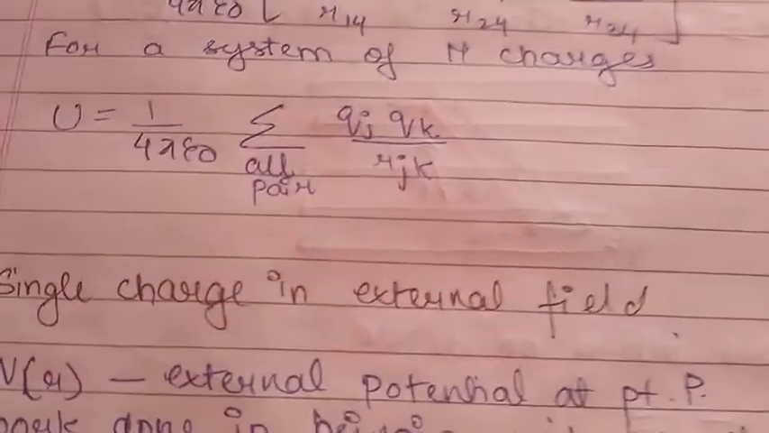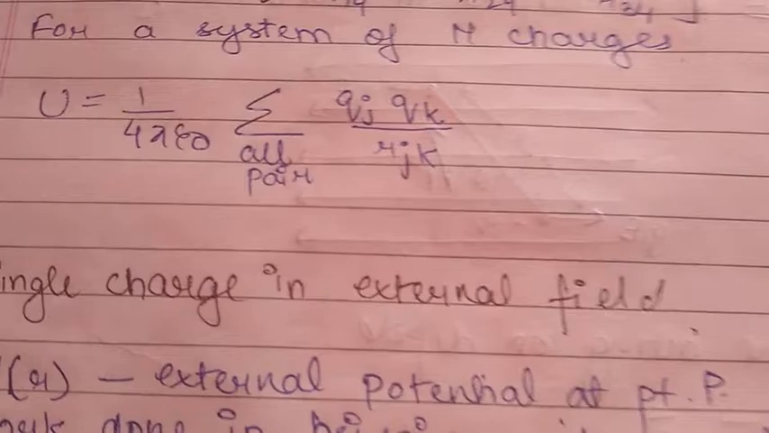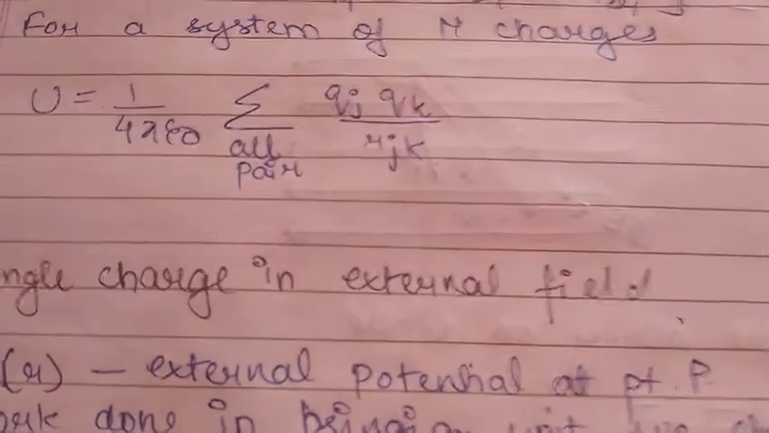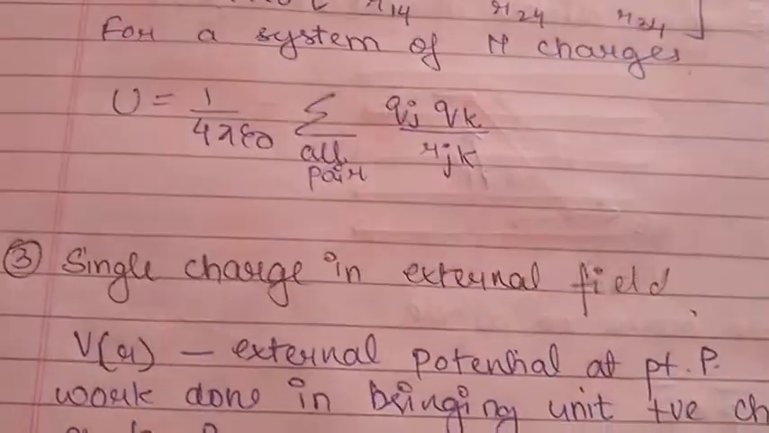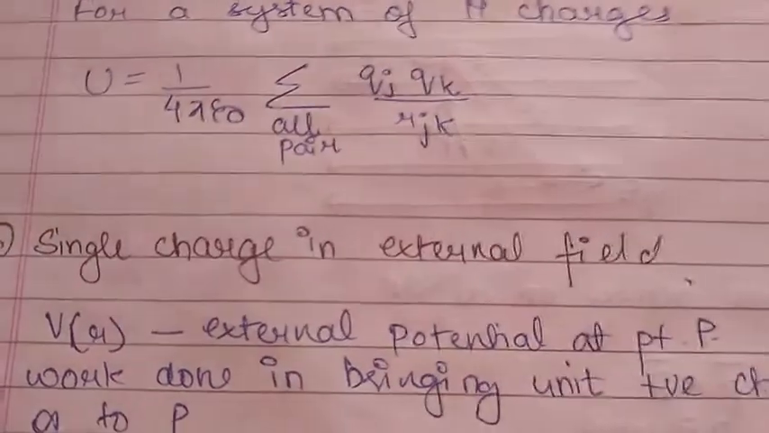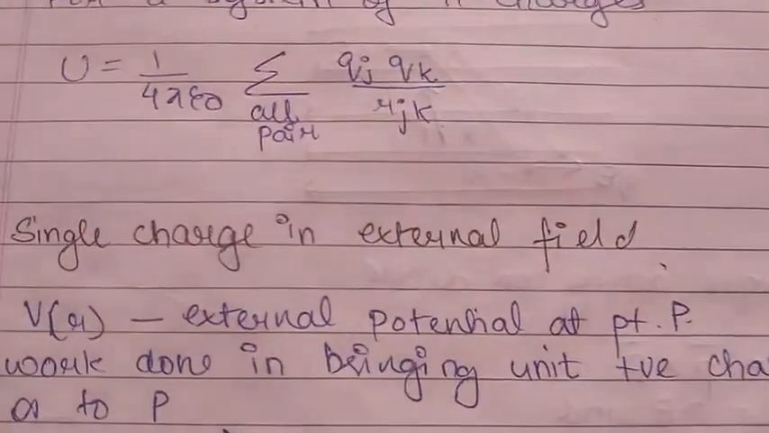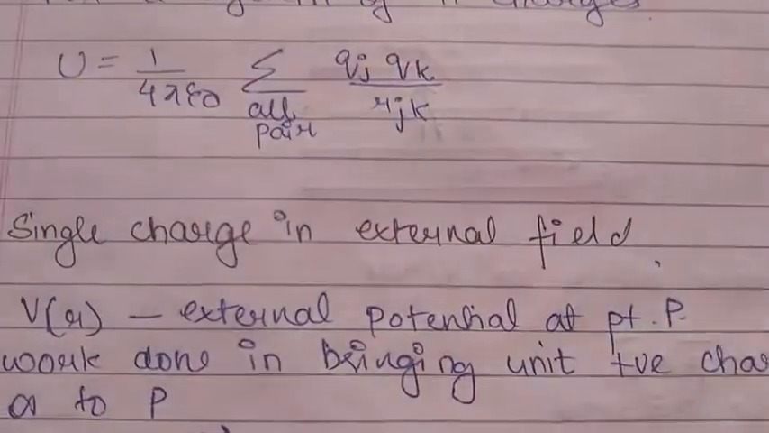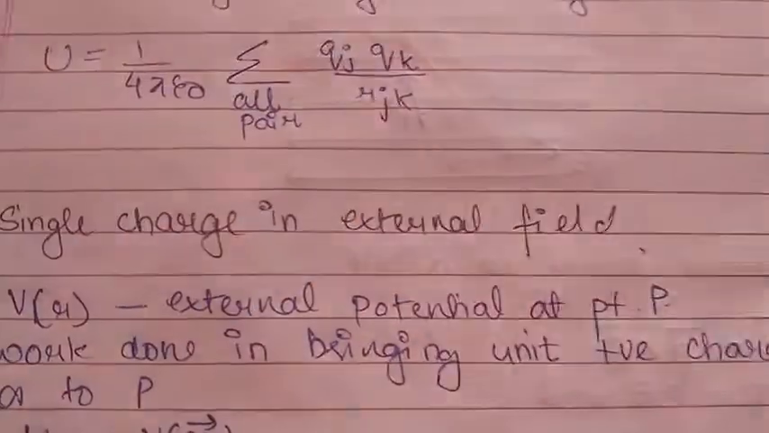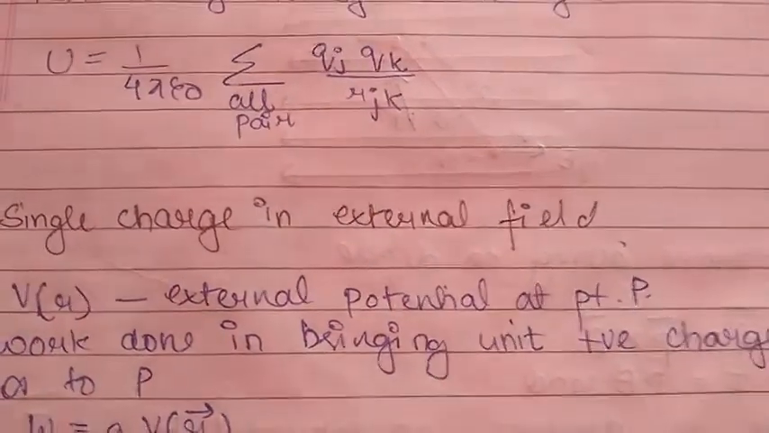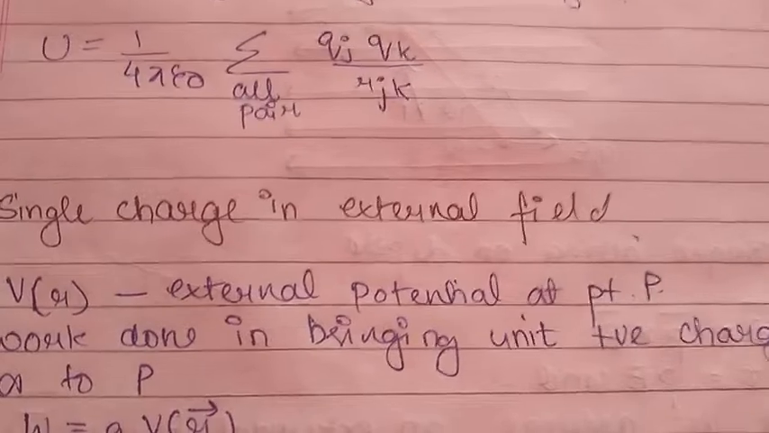Now we were saying that there is no external field present at that point. But now if we consider that there is already some external field there, and you have to bring a single point charge from infinity to that point where there is an external field.